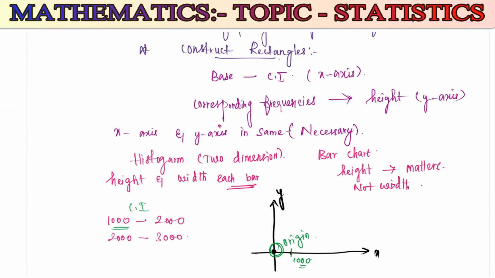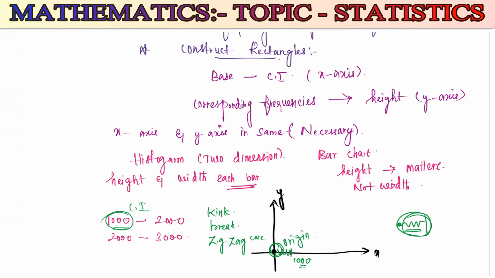But you have to show a kink, or a break, or a zigzag curve near the origin along the x-axis. So you have to show it like this. From the origin to the first unit, you have to draw this zigzag curve. This represents that the scale along the x-axis does not start at the origin, for example, it starts with 1000. We have to show it by a kink or break, or a zigzag curve. This is compulsory. If you don't show it, they will think it starts from the origin.